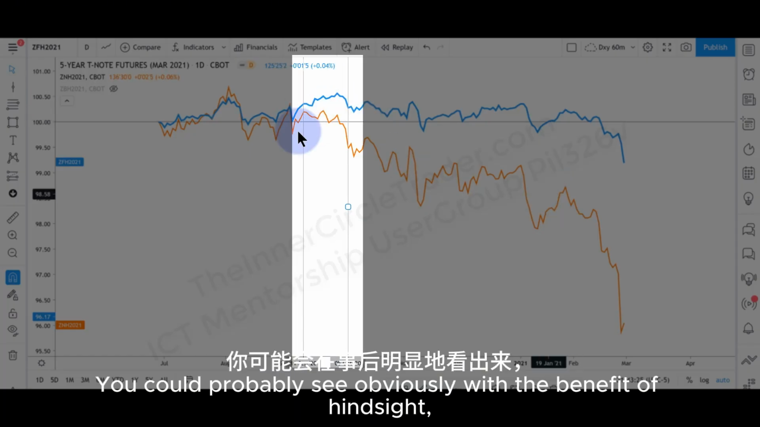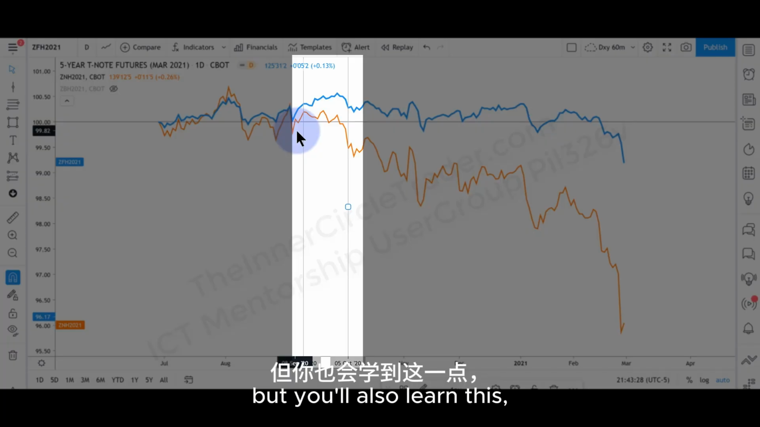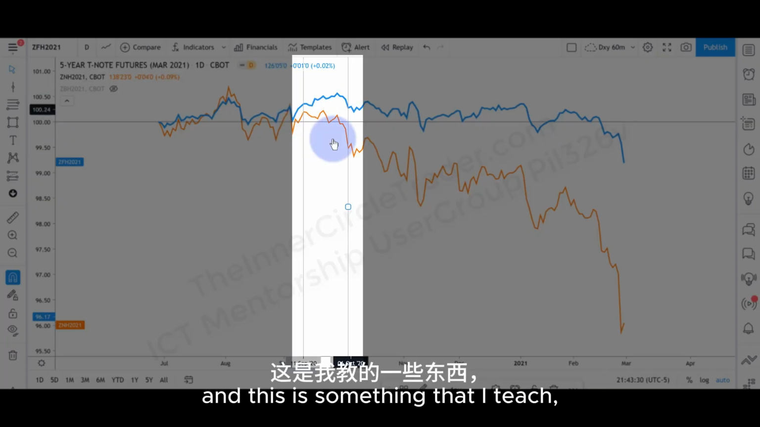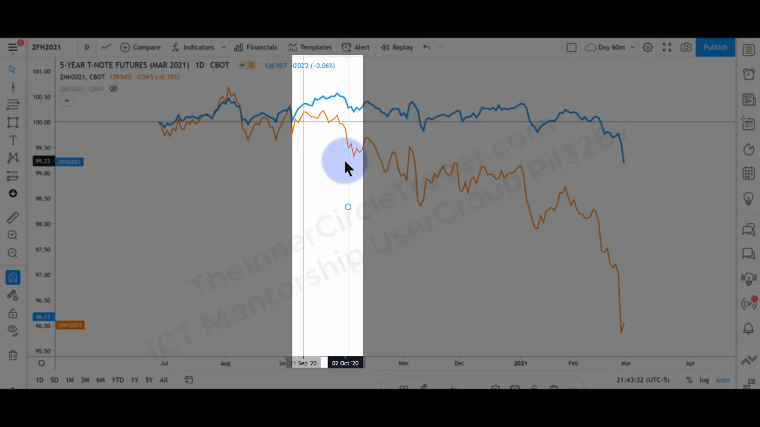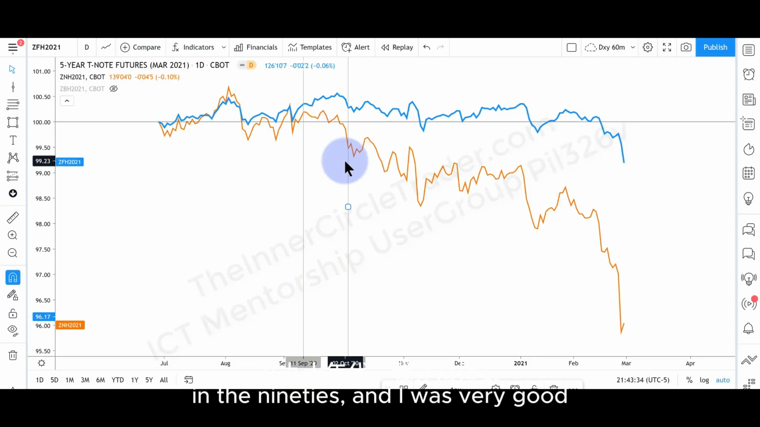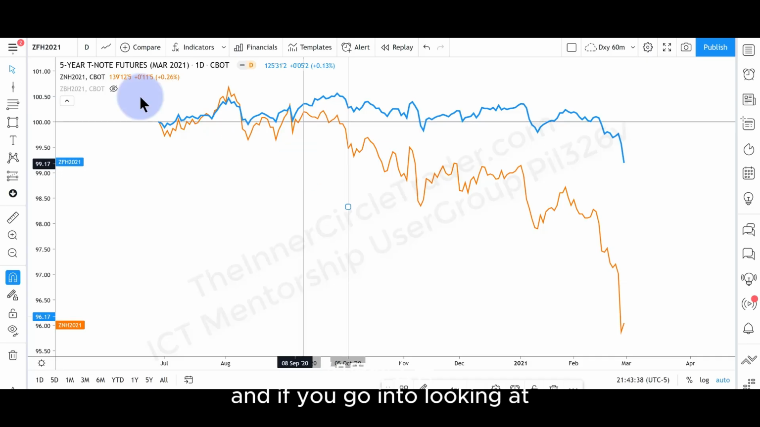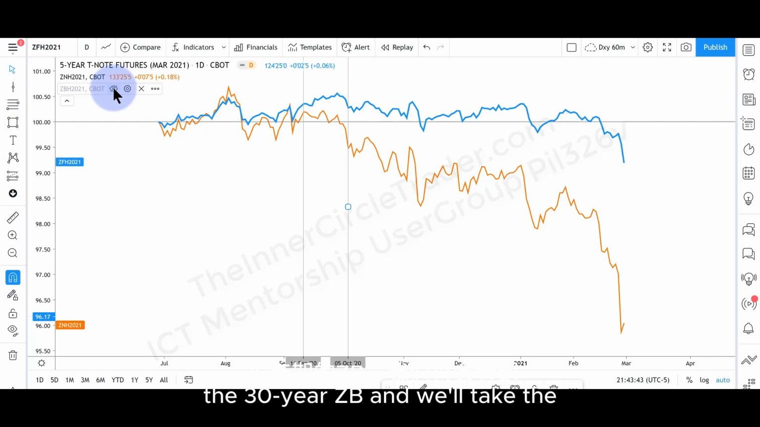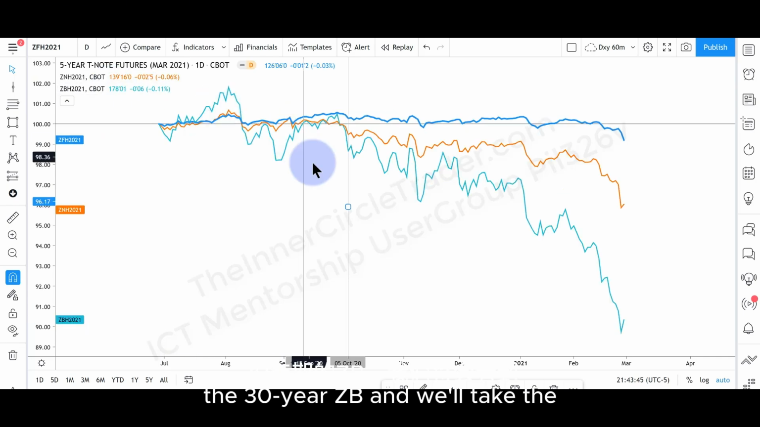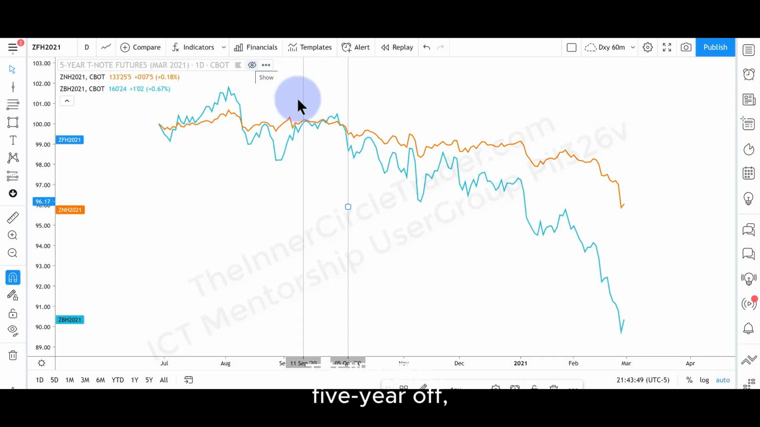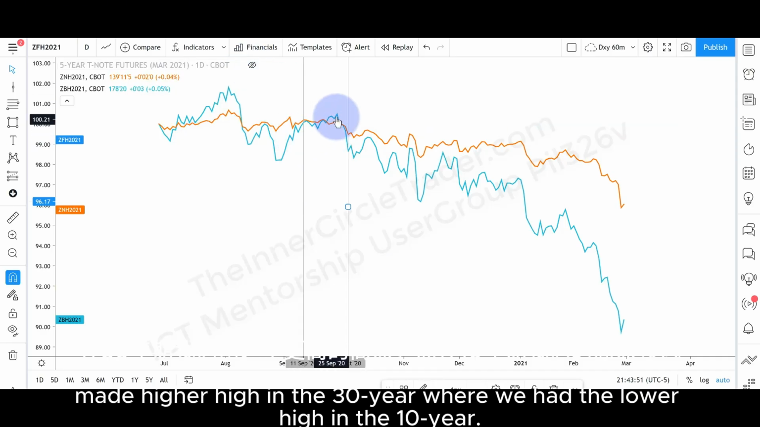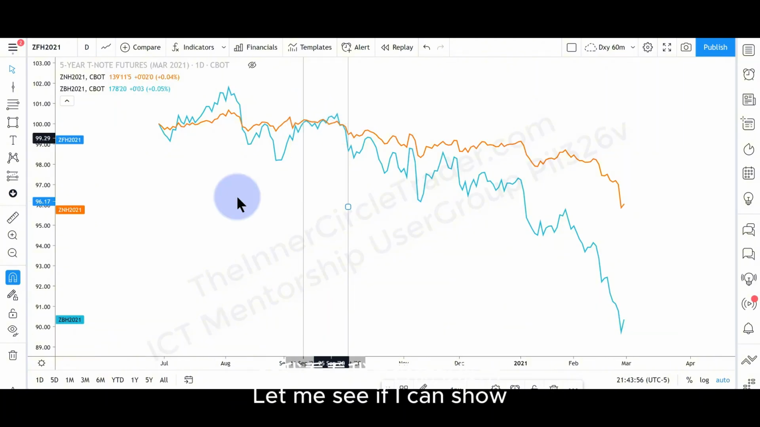You could probably see, obviously, with the benefit of hindsight, but you'll also learn this, and this is something that I teach. I used to be a bond trader back in the 90s, and I was very good at picking turning points when I was using this. If you go into looking at the 30-year ZB, and we'll take the 5-year off, you can see that we made a higher high in the 30-year where we had the lower high in the 10-year. You see that?